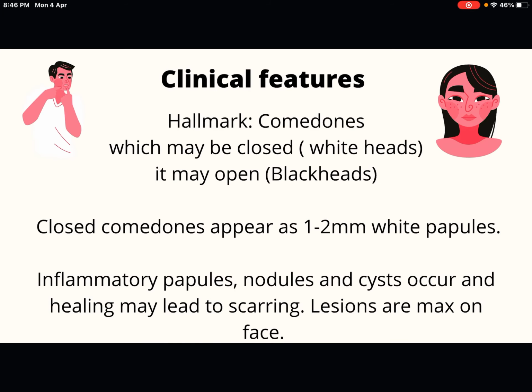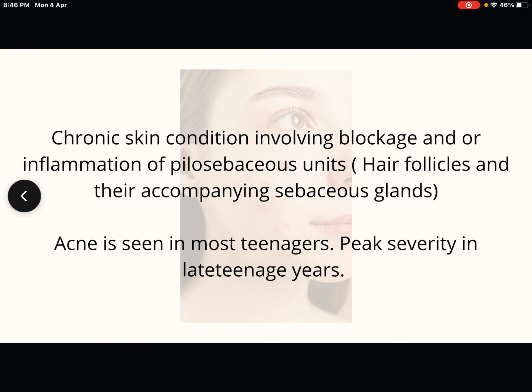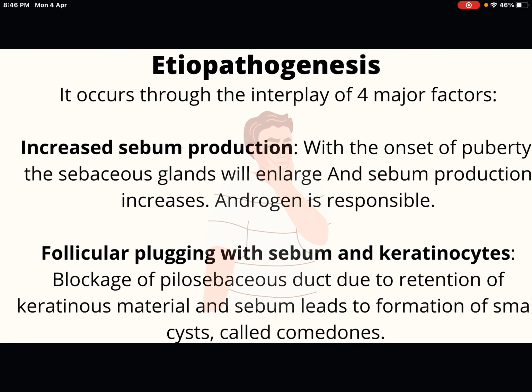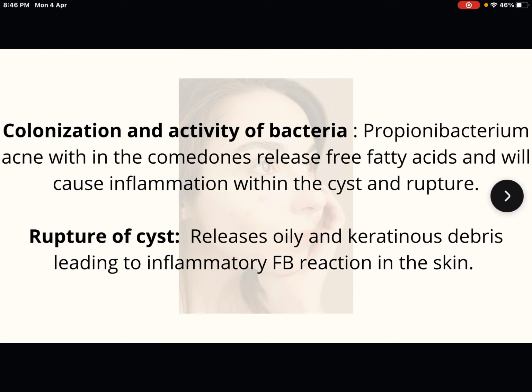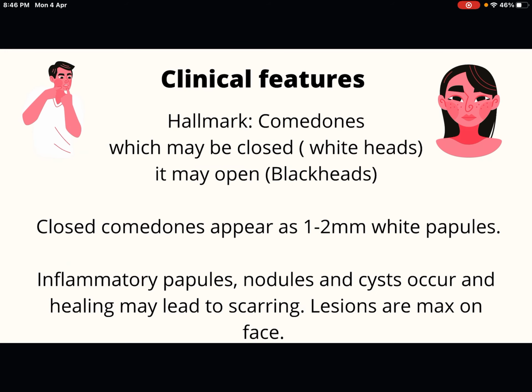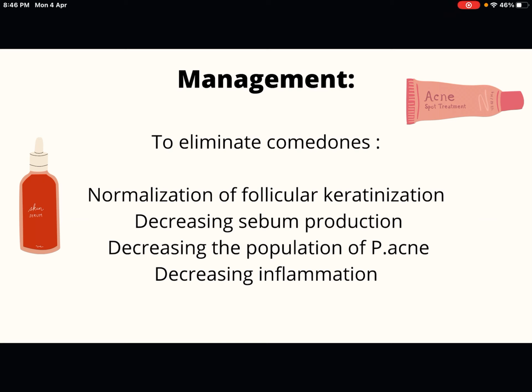So these are the things you have to write for a 4-marker when acne vulgaris is asked. The main important thing is the definition. What is acne vulgaris? You have to write that. And then etiopathogenesis is very important. These points you should write. You can make it a good flow chart. Clinical features: comedone is the hallmark, and whiteheads, blackheads, 1 to 2 mm white papules, inflammation, etc. Scarring you can write. Management: we have to eliminate the comedone.